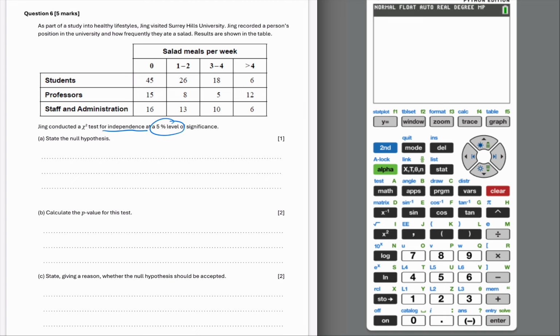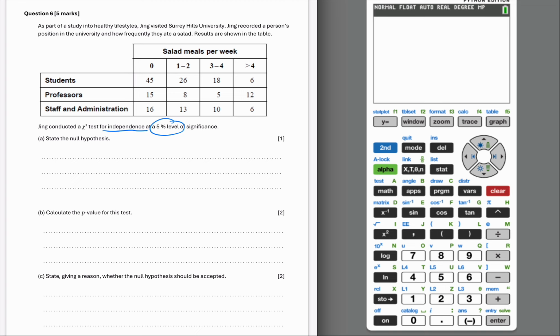So for the first part of the question here, you're asked to write down what the null hypothesis is, and you need to write down that they are independent. So that's the key word that we're looking for. We should not have any mention of correlation or affecting one another. It should be the word independent.